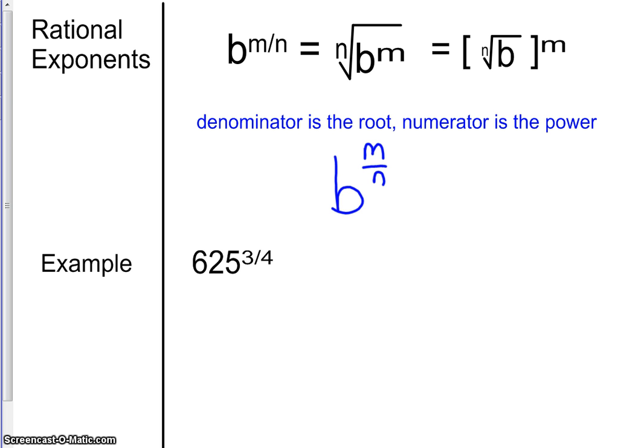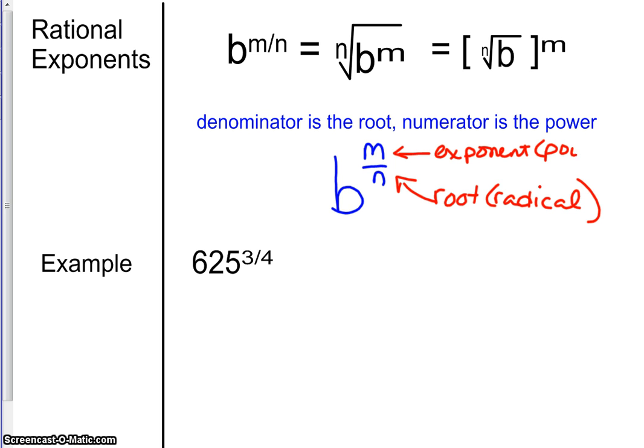The denominator is our root, or our radical. I'm going to call it root, and I'm going to put radical in parentheses. The numerator is our exponent, or our power. Raised to what power? So when we have 625 raised to the 3/4, what we want is 625 raised to the 3rd power, but we're taking the 4th root of it.